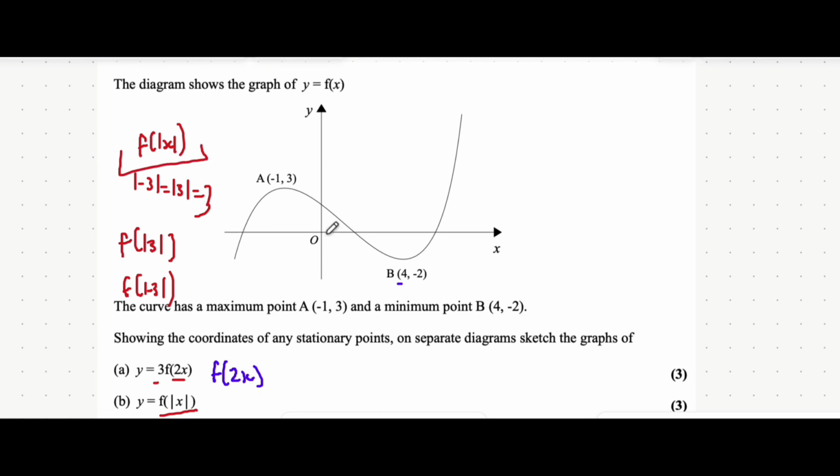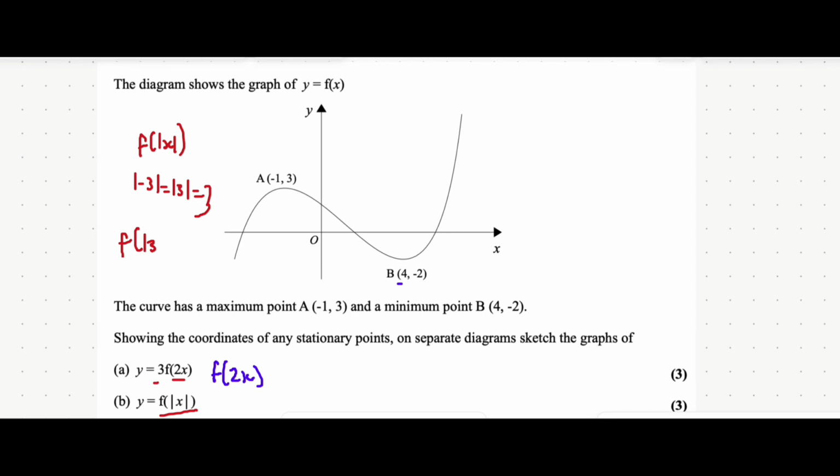That means all the positive x values give the same y values as all the negative x values. This x value of 4 gives y equals minus 2, so the x value of minus 4 would give a y value of minus 2 as well, if that makes sense. So all that would happen is the graph would be reflected so that everything on the positive x side gets reflected in the y-axis, forming a sort of W shape. Hopefully that makes sense to you guys.